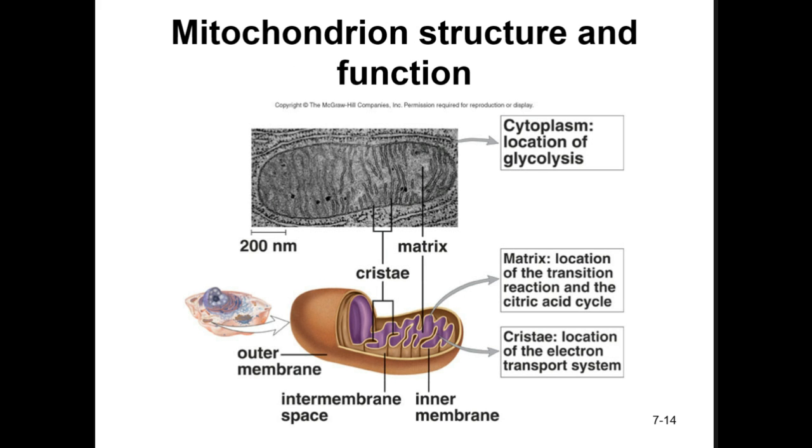In terms of where everything is occurring, as mentioned previously, glycolysis happens in the cytoplasm, and then the preparatory transition reaction, citric Krebs cycle, occurs in the matrix, and then the electron transport chain with the oxidative phosphorylation occurs in the cristae. The matrix is the jelly-like area in between the folds of the mitochondria, and the cristae are actually the folds.